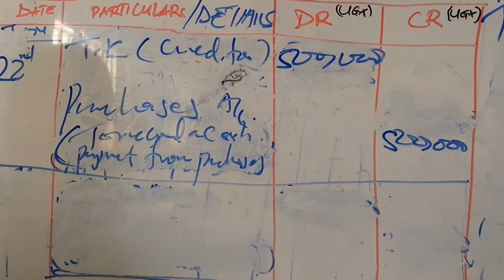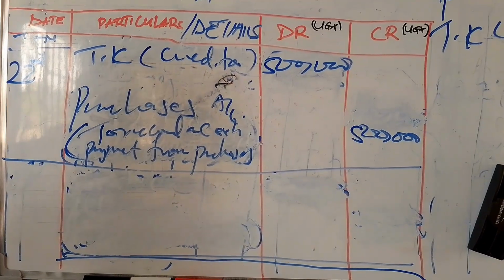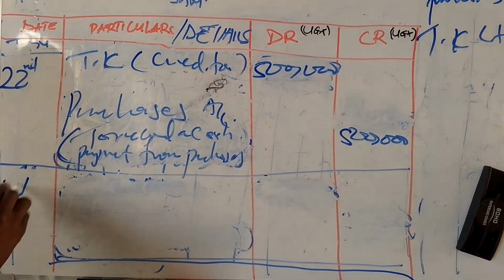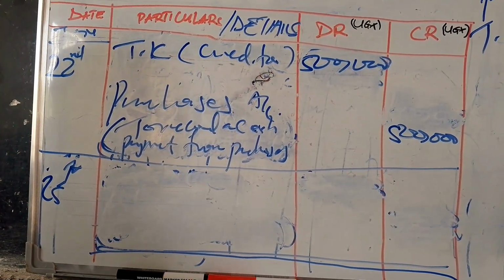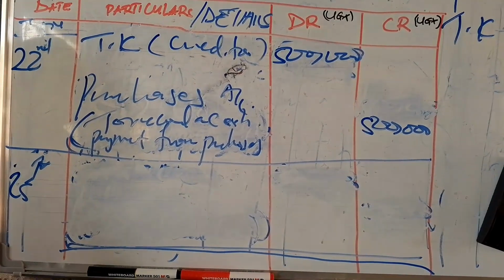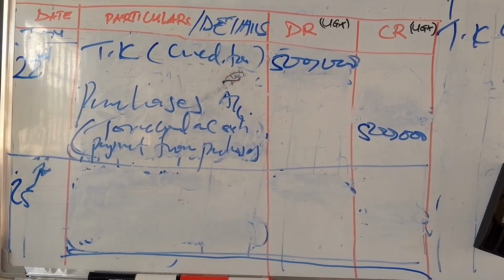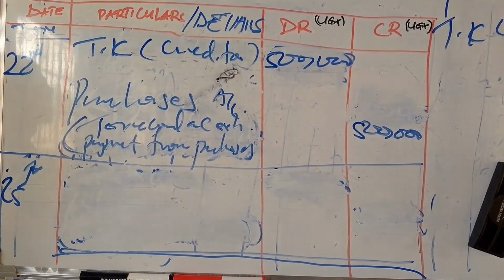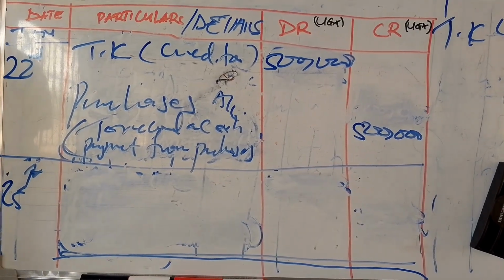Then, our last transaction here is coming on 25th of January. Here on 25th of January, Mary paid 80,000 shilling cash. Look at such a transaction. Mary is paying 80,000 shilling cash.